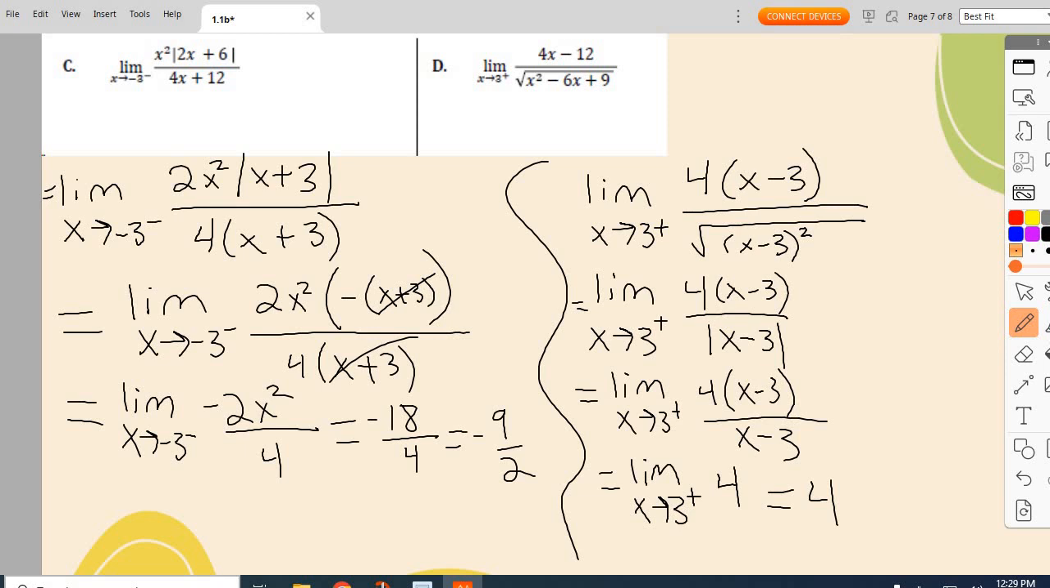Questions on that? So again, just using some of those algebra skills that maybe we've forgotten, radicals and absolute values. Questions on that?